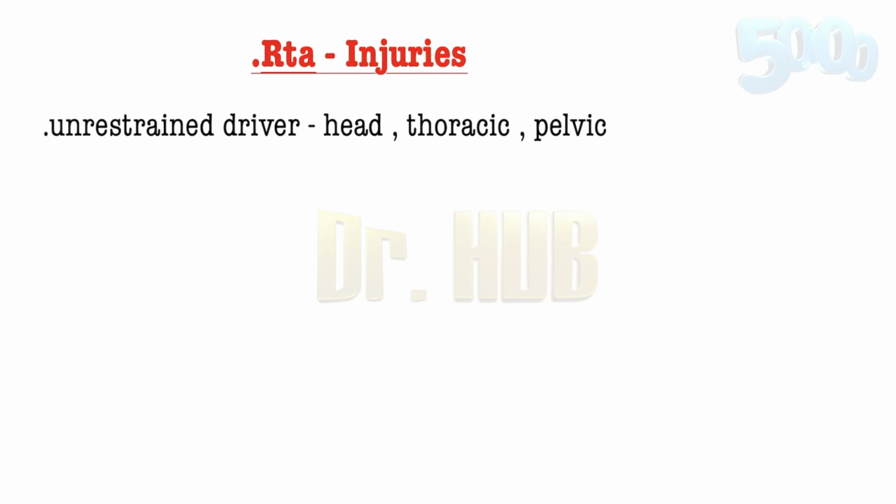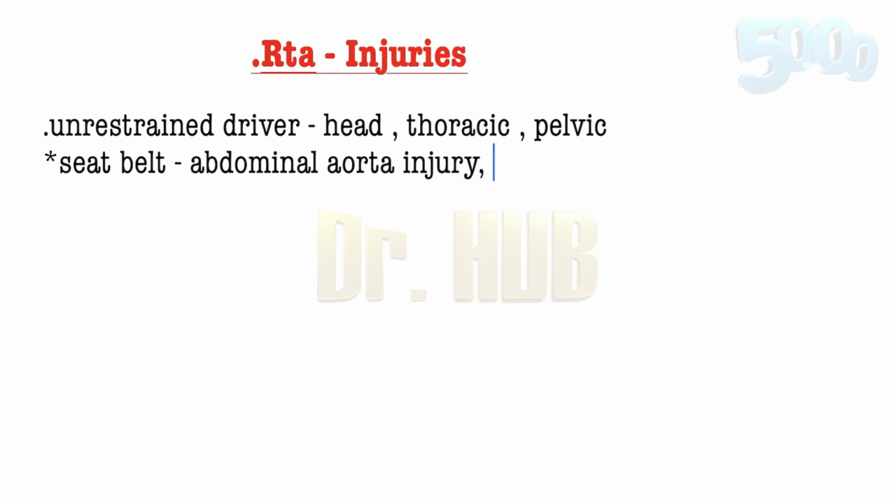Next we move on to the seat belt. What is meant by seat belt injury? Seat belt injury can include bruising and rupture of the mesentery of the small intestine. There can be abdominal aorta injury and lumbar spine fracture. As you know, the seat belt can cause bruising and rupture of the mesentery. And the lumbar spine injury, this is important, is also seen.